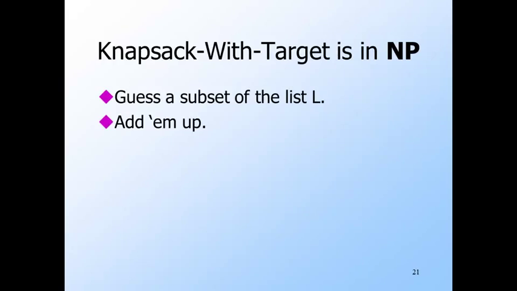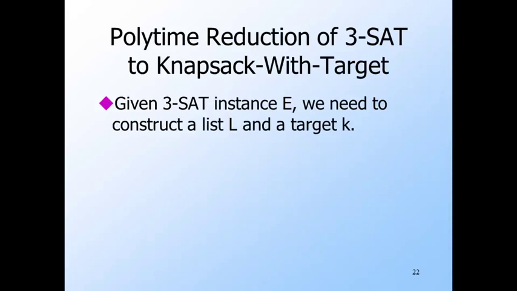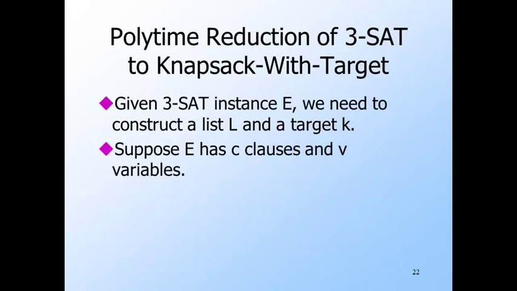We have to show knapsack with target is in NP, but that, as usual, is an easy argument. Just use the non-determinism to guess a subset of L, then compute the sum of the integers in the guessed subset, and accept if that sum is exactly k. We're going to reduce 3-SAT to knapsack with target, so suppose we have an expression E in 3CNF and a target k. Let E have C clauses and V propositional variables.